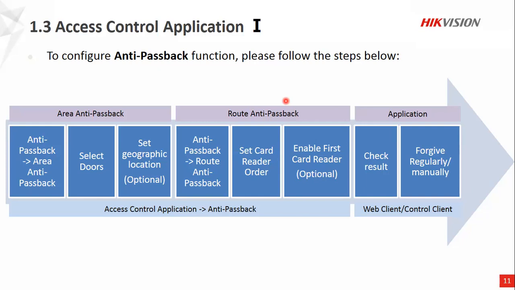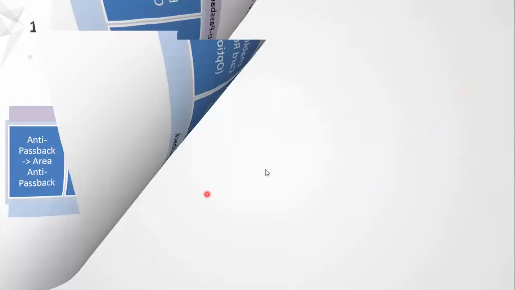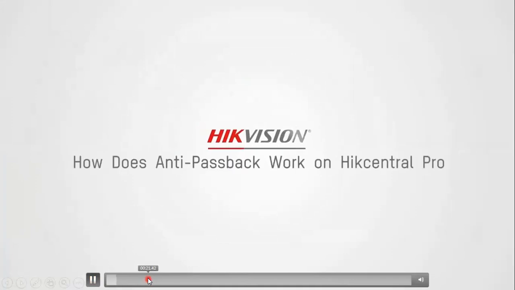Then I'll show you how the routing physically works, and then physically the card reader order. So it physically shows you how the topology works on how to set the anti-passback. Then I can also do the check-in results, as well as the forgive regularly or manually. I think I need to play that video for you guys so you can understand how it actually works and how to physically add it. This is the more technical part, but very informative.